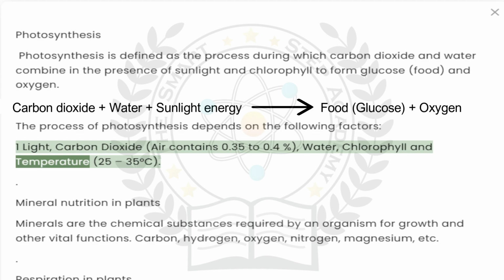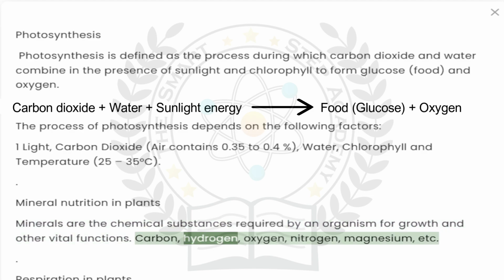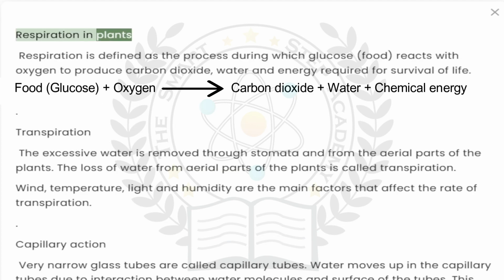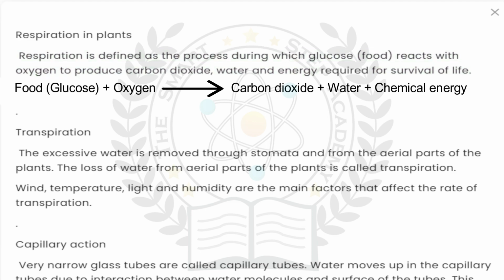Mineral nutrition in plants. Minerals are the chemical substances required by an organism for growth and other vital functions. Carbon, hydrogen, oxygen, nitrogen, magnesium, etc. Respiration in plants. Respiration is defined as the process during which glucose reacts with oxygen to produce carbon dioxide, water and energy required for survival of life. Food plus oxygen gives carbon dioxide plus water plus chemical energy.